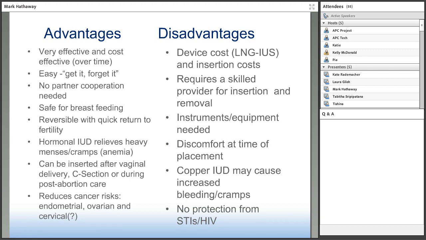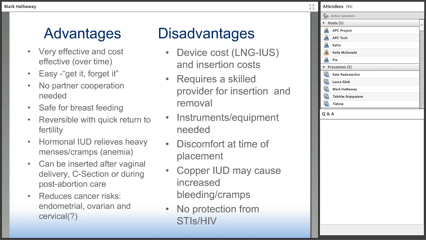Advantages and disadvantages, there's many on both sides. These methods, I'm going to start with the column on the left. The advantages: very effective and cost-effective as well over time. They're easy. Some people refer to them as the get-it-and-forget-it methods. There's no partner cooperation needed.